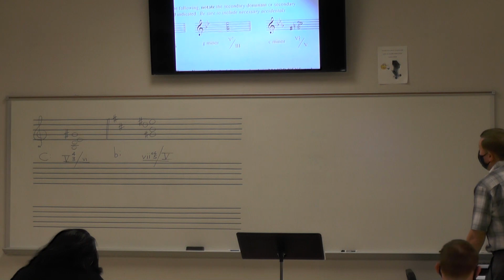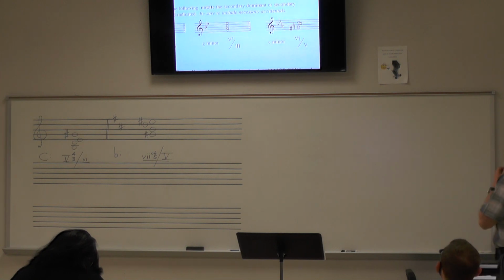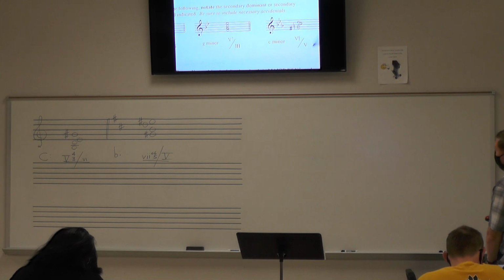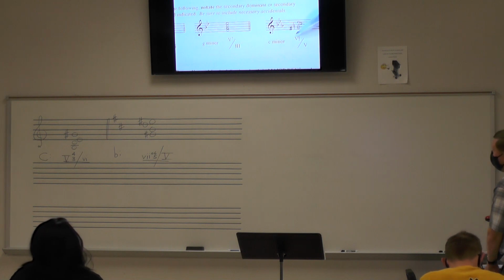The last one up on the top, the root of a 5 chord in C minor, that's what this 5 to the right of the slash is. That is G. So if I'm trying to spell a dominant chord of G, that means my root needs to be D. Right? G up a fifth to find its dominant is D.